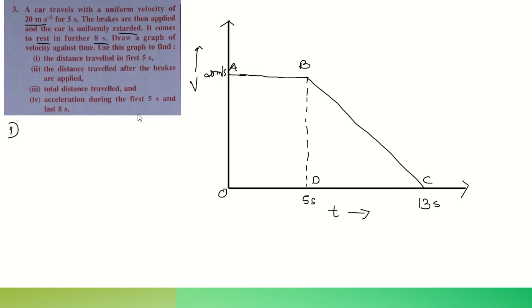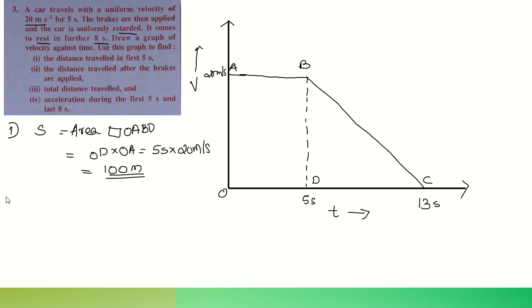The distance traveled in 5 seconds. How do you calculate the distance traveled in 5 seconds? We have to calculate the area in the initial 5 seconds. That means the area of the rectangle OABD, right? Area of a rectangle is length into breadth. So that's going to be OD into OA. OD is 5 seconds. OA is 20 meter per second. So 5 into 20, the distance traveled in the first 5 seconds is 100 meters.